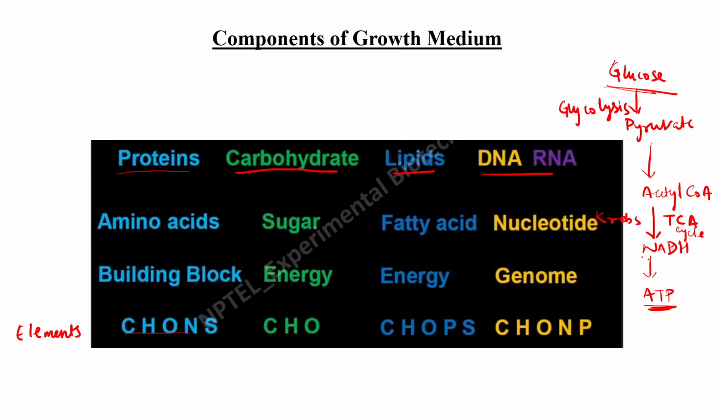Okay. Then this is the electron transport chain, so ETC. Ultimately any carbohydrate that is taken up is converted into ATP, which is the source of energy. That's why we say carbohydrates are used for generating energy. Okay.